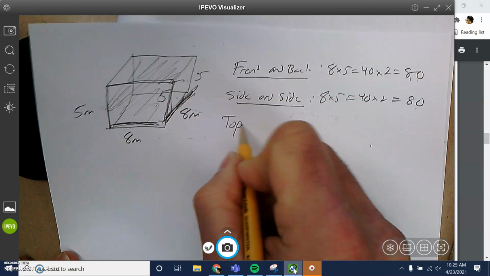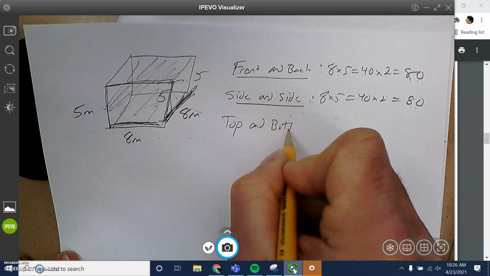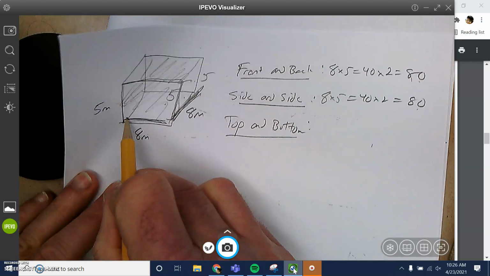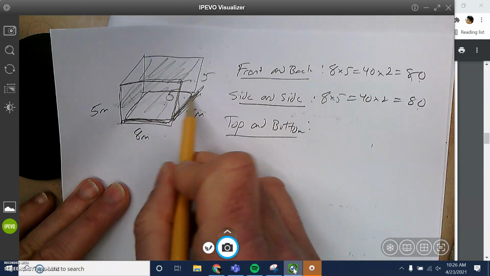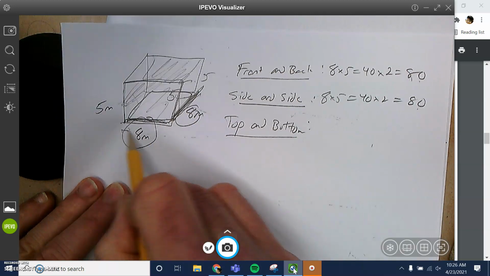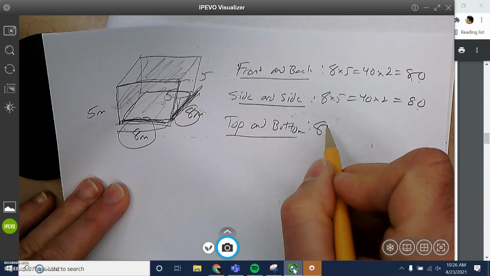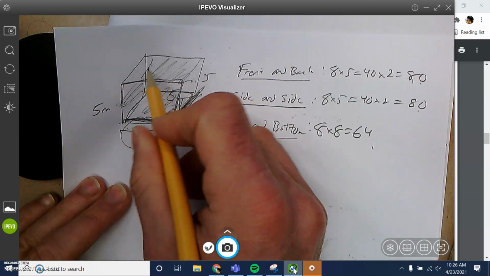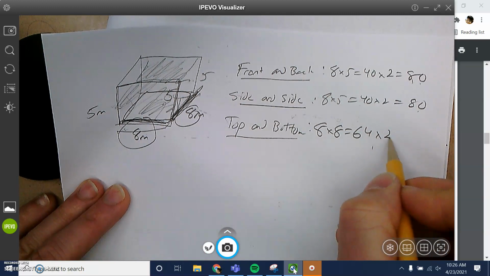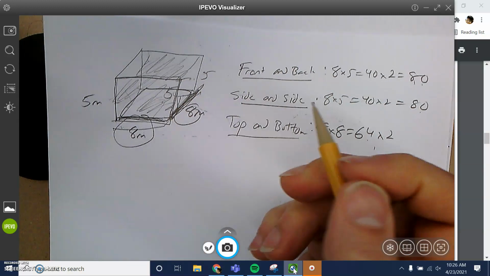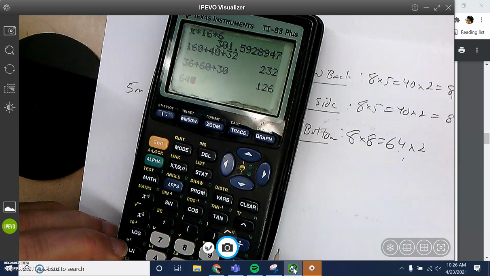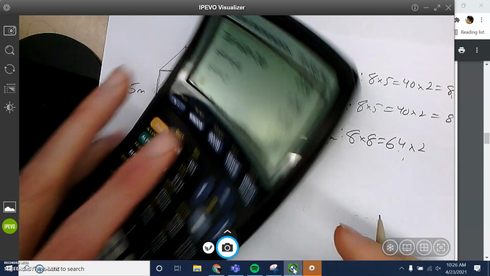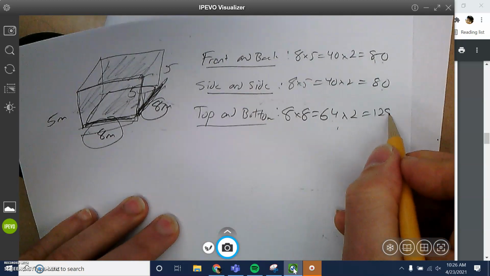Okay, so what am I missing? Oh, yeah. Top and bottom. There we go. Top and bottom. Okay, so the bottom is right here. I'm going to trace it so I know what's going on. So I got 8 and 8 right there. So it's a square. So it's 8 times 8, which is 64. But that's just the bottom. You need the top also. So I'm going to times it by 2 because it's the same. Or 64 plus 64. Or 64 times 2. Same thing, right? 128. There we go.